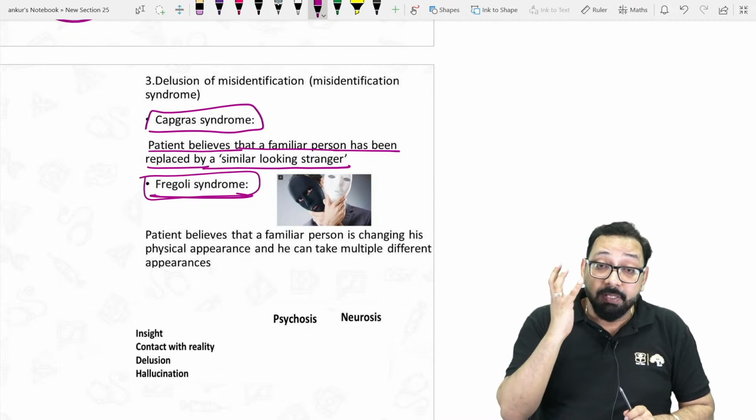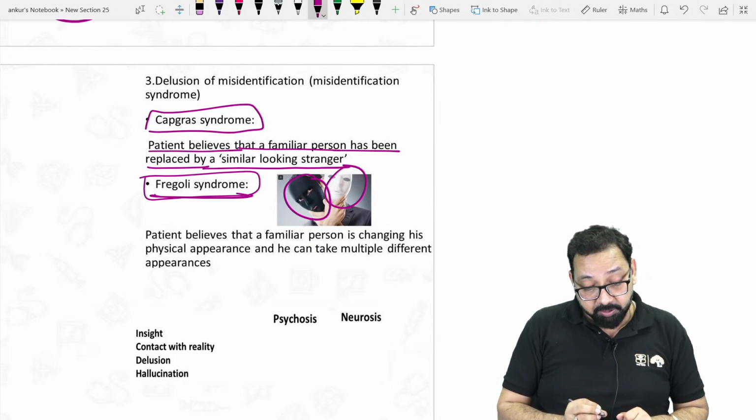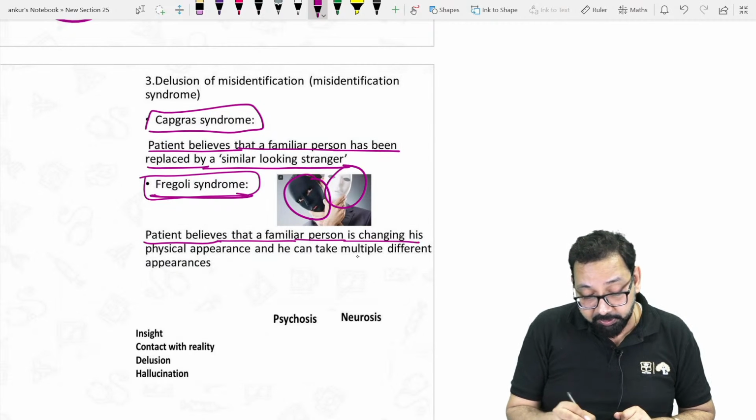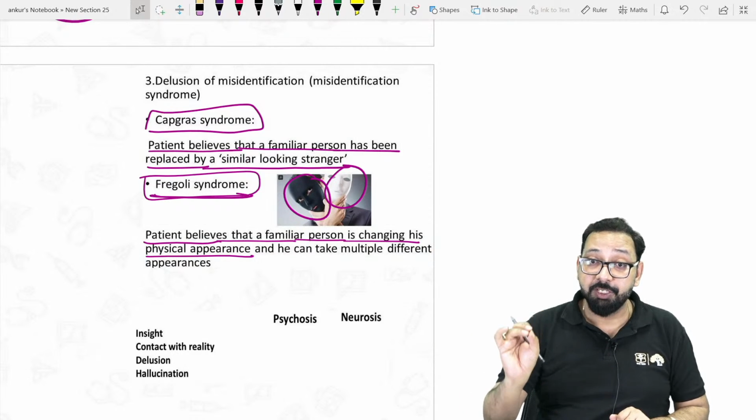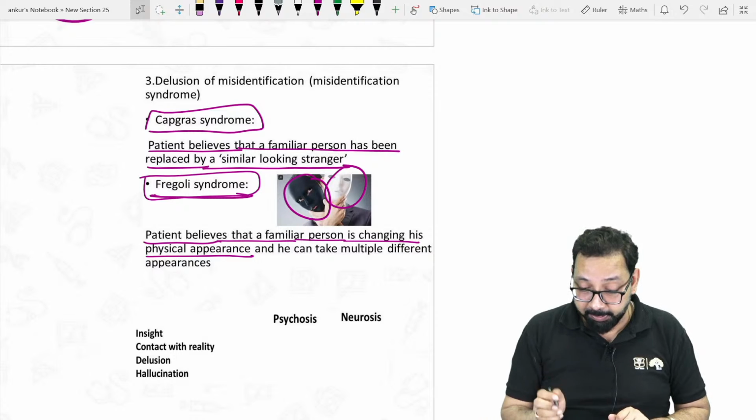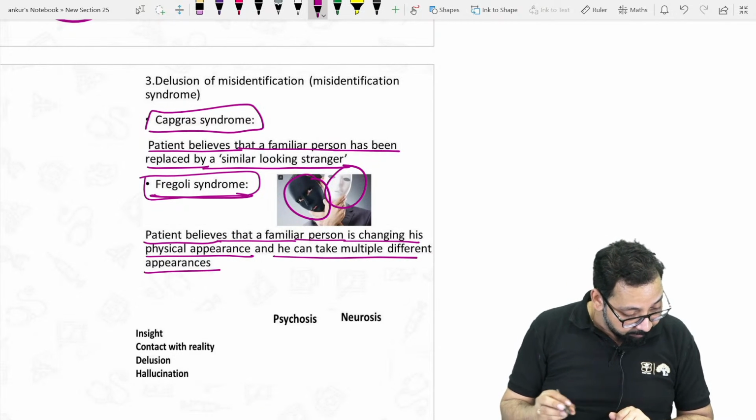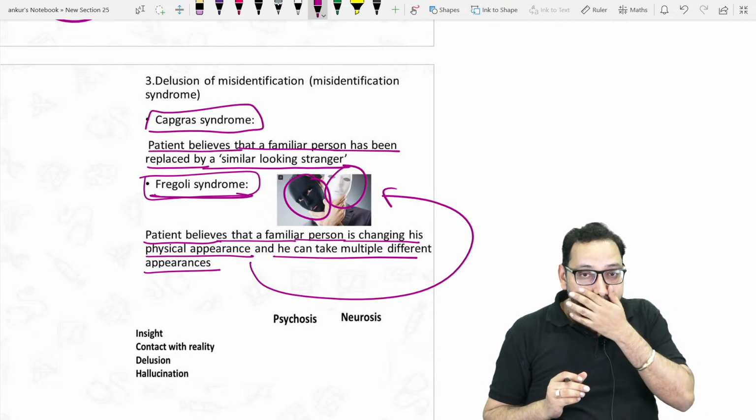Just like you change a face mask. The patient believes that a familiar person is changing his physical appearance. It means the familiar person, my boss, is changing his physical appearance just like a beggar, a postman, a policeman, and he can take multiple different physical appearances. Fregoli is like someone giving you a trick.